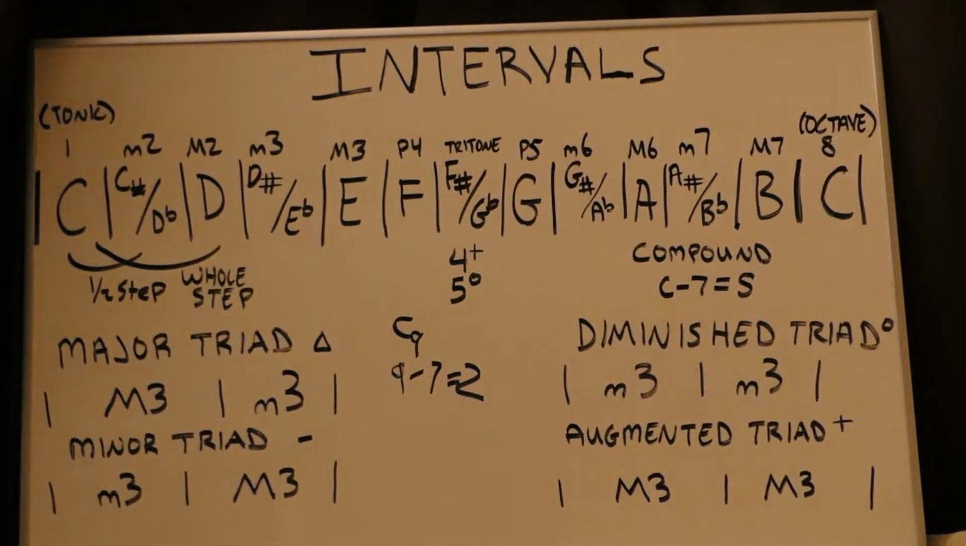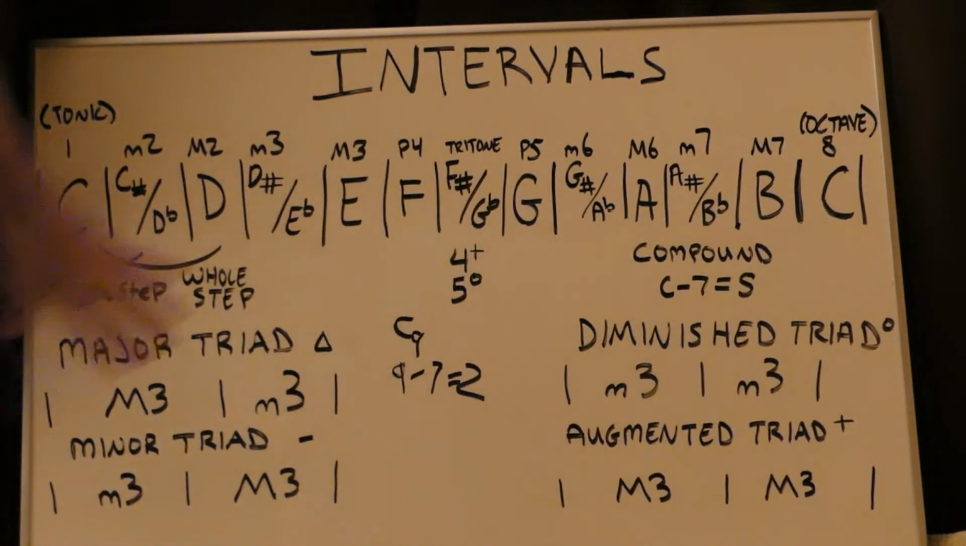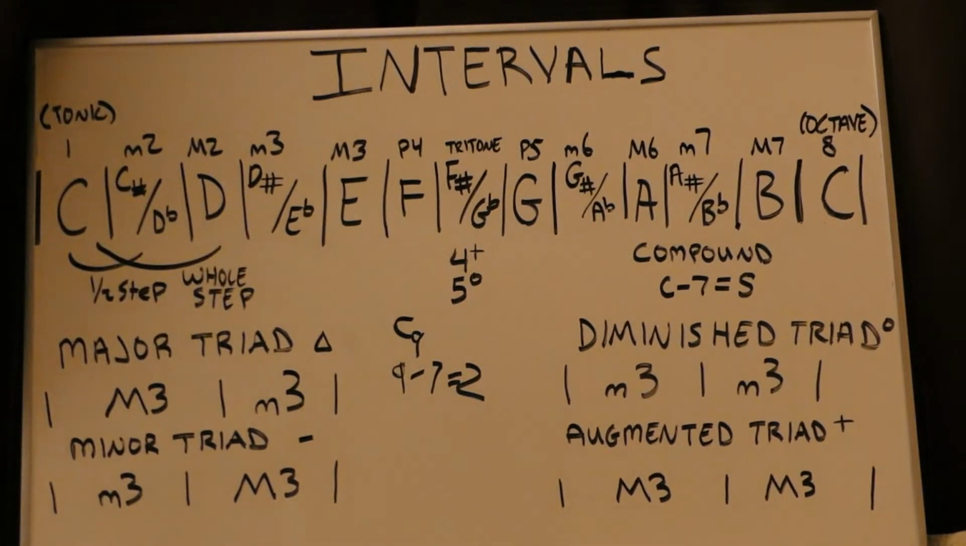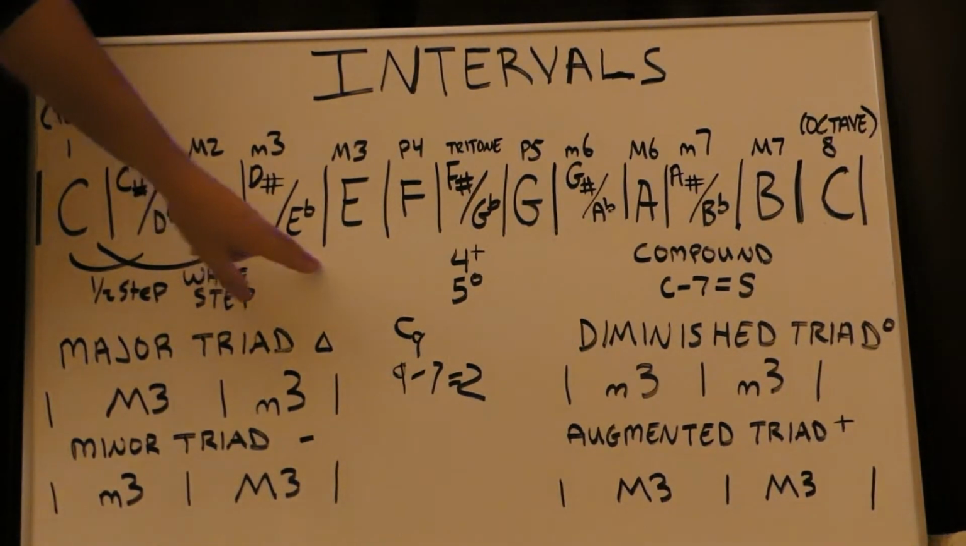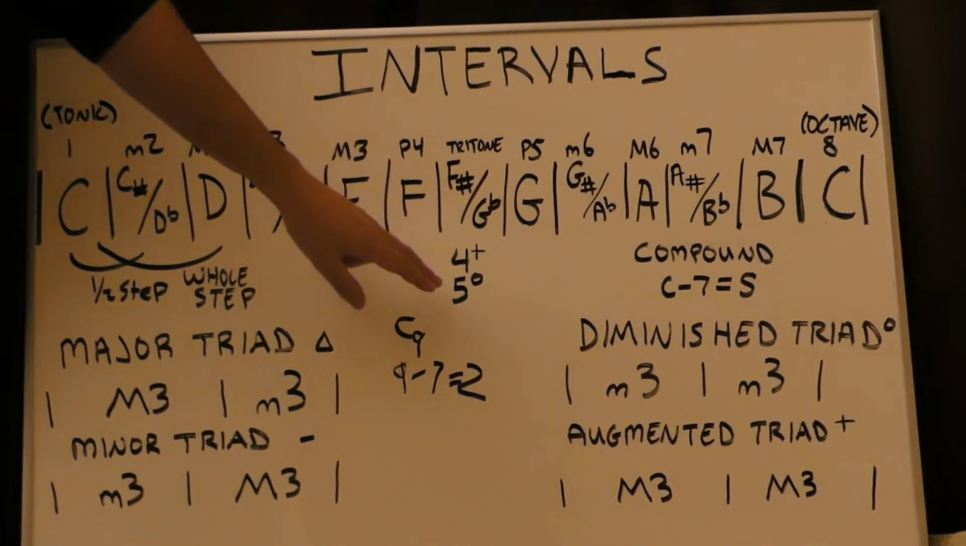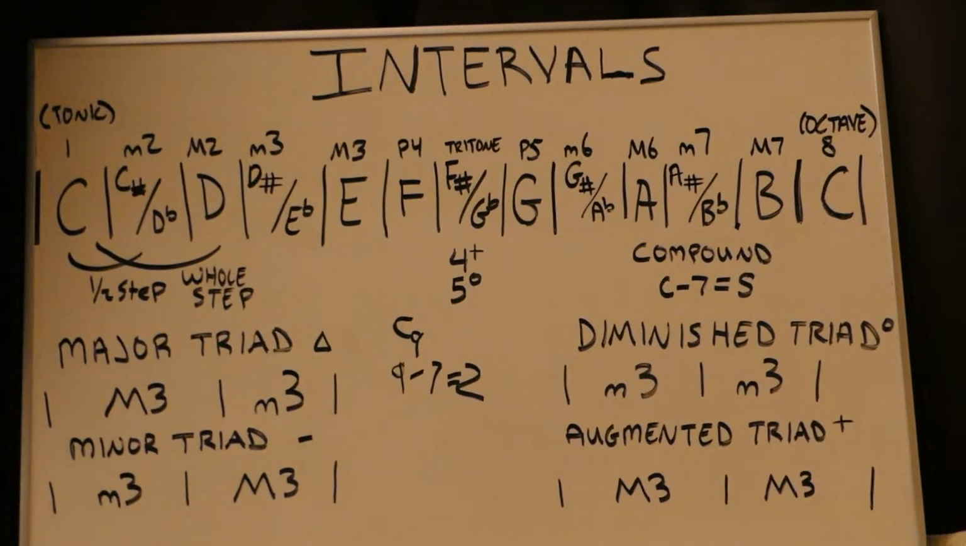Next, let's talk about diminished triads. A diminished triad is the most dissonant sounding triad out of these 4, and it is constructed of 2 minor thirds. So we have our C, we go to an E flat, and then we go up another minor third to this tritone, or diminished fifth. And that will sound like this.